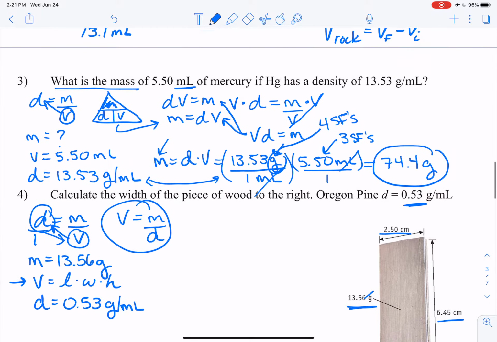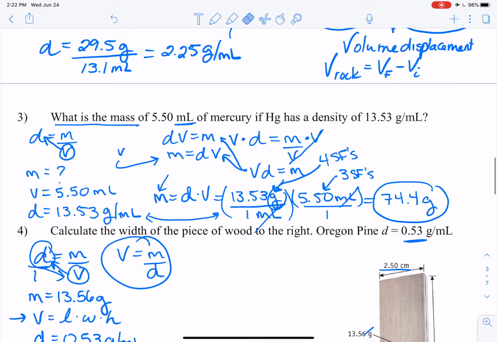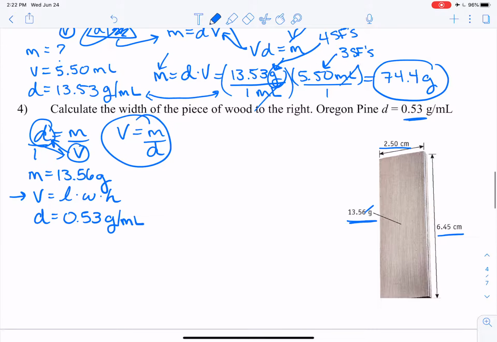Or the other way you could have done it was you could use the density triangle, and I just erased my density triangle. Boo! But here it is up here. So you're solving for volume. So that would tell you, if you put your finger over the volume, that volume is equal to mass over density, which we just did right here. Okay, let's plug and chug.